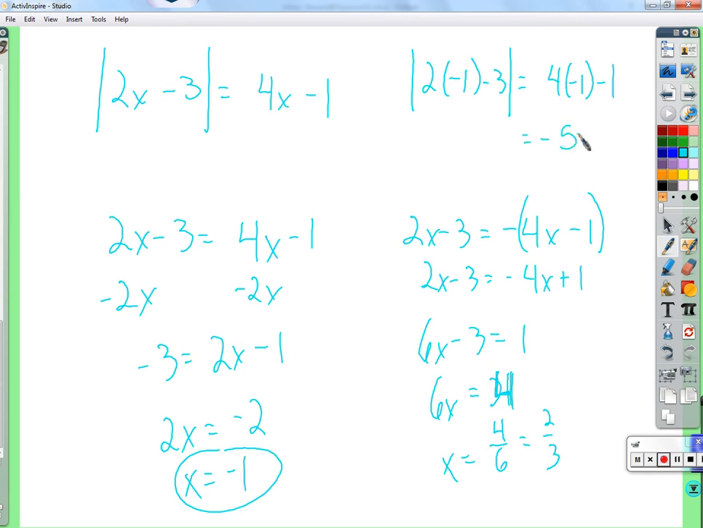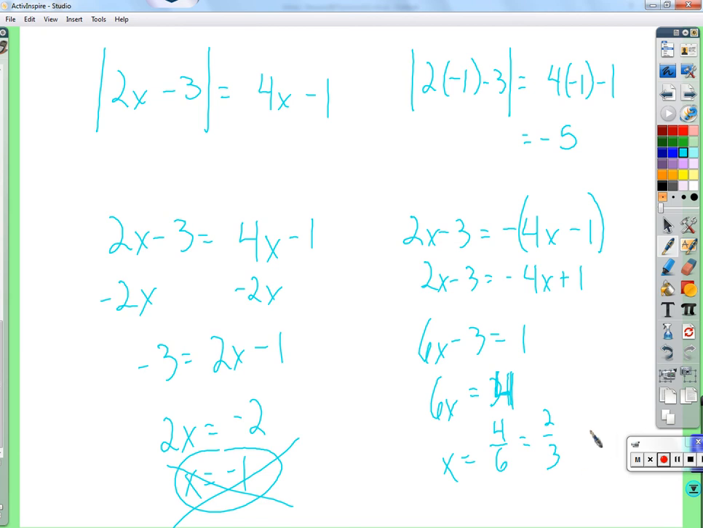How can I take the absolute value of something? It doesn't matter what's inside the absolute value, it'll never come out to be negative. It's almost the definition of absolute value. It's always positive. So that can't work. That's why it would be what we call extraneous, because it causes this side to be negative when this couldn't possibly come out to be negative.